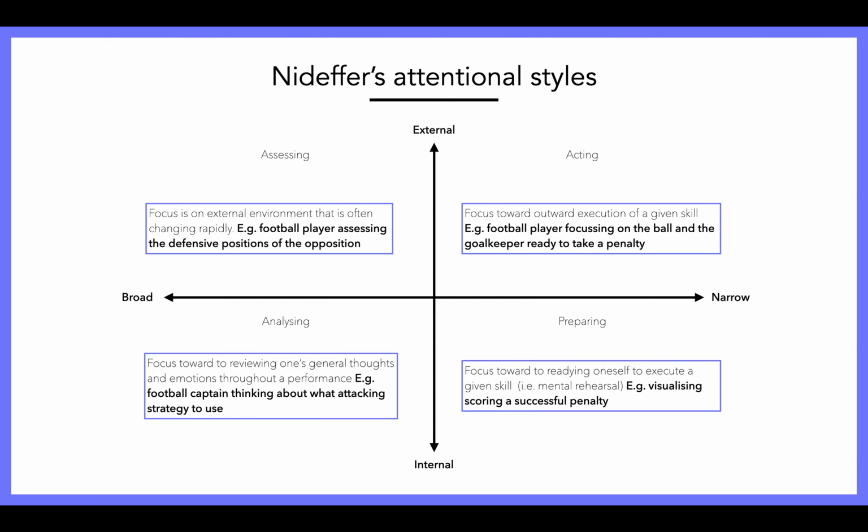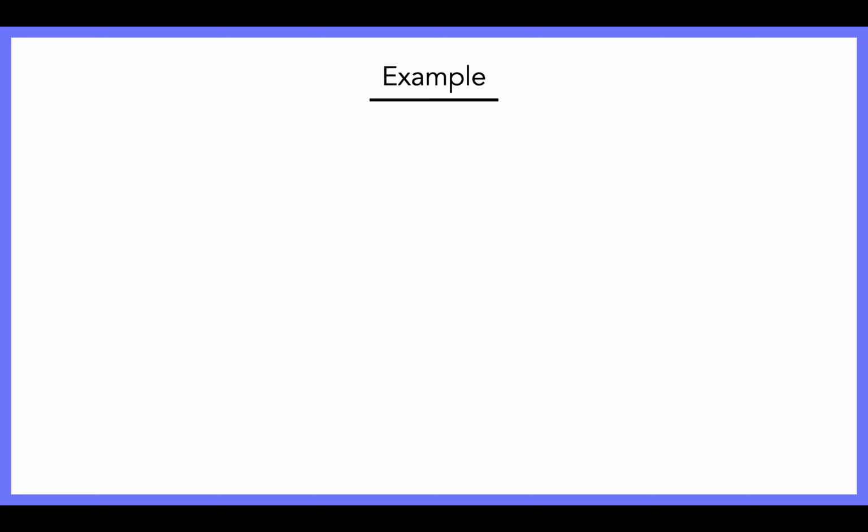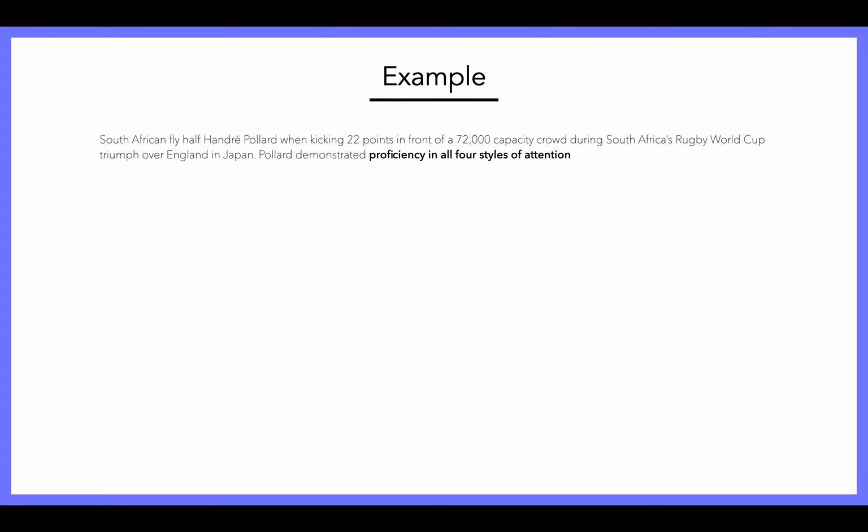Okay, so that's just 4 explanations and 4 examples. And we're going to look at another example here, a real-life example of what was stated after the game. The South African fly half in rugby, Andre Pollard, kicked 22 points in front of a 72,000 capacity crowd. So we'll go on to this in the syllabus of performing in front of a crowd. But what was said there is that Pollard demonstrated proficiency in all 4 styles of attention.